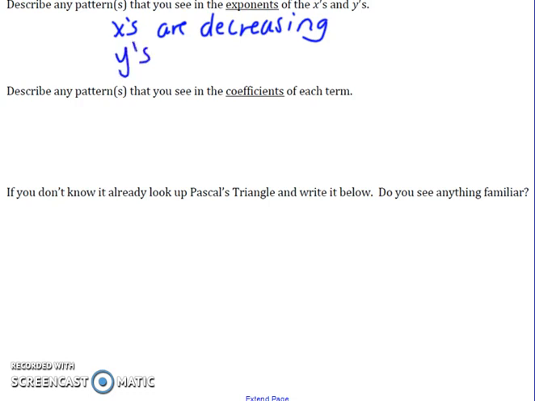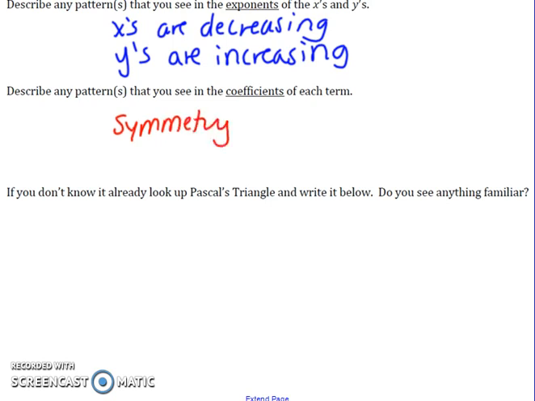So the x's are decreasing and the y's are increasing. That's important because that's a pattern. As we continue on, we know what our exponents are going to be without having to FOIL all of this out. And describe any patterns you see in the coefficients. Well, this is going to be the symmetry and Pascal's triangle.